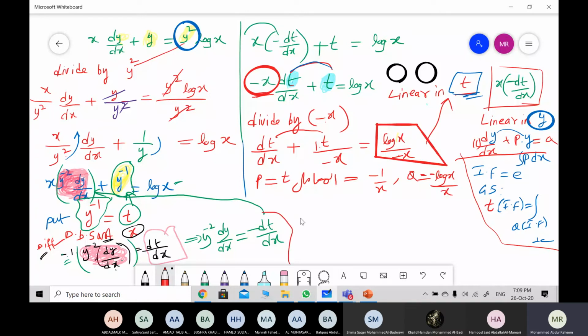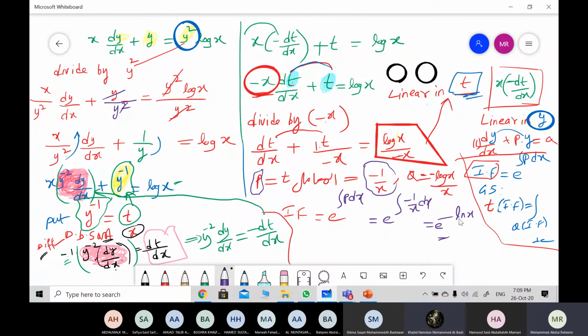So you know what is the rule, how to find the IF? E power integral p dx. How much is p? Minus 1 over x. Integral of 1 over x is ln x. So ln x, this we delete, and x power minus 1 will come.